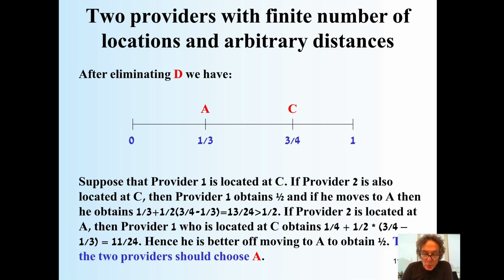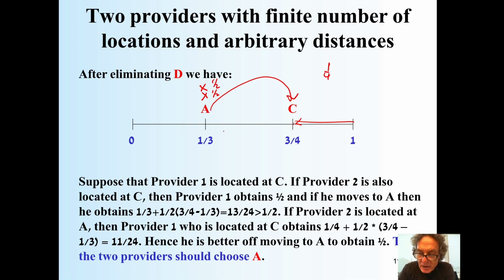Suppose that provider 1 is located at C. There are 4 possibilities. Let's do it in a different way. Let's check what happens if we are both here at A. If we are both here, each one of us gets 1/2. If I move to C, what do I get? 1/4. All these people will come to me, plus half of this.